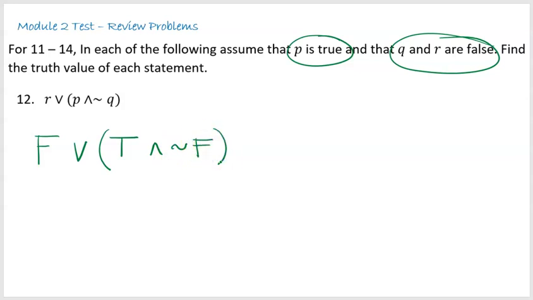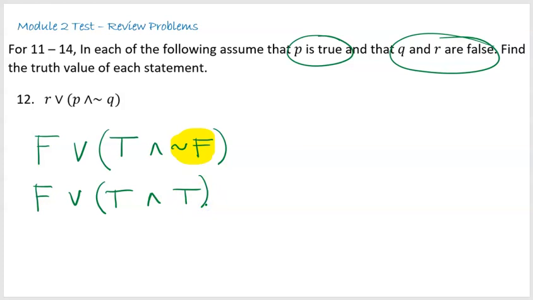And then you just have to remember the rules for whatever type of operation you have. So you have false, or, okay. The next thing I'm doing, y'all, is I'm going to go in here and change this not false to what? To true, of course, right? So I have true and true.